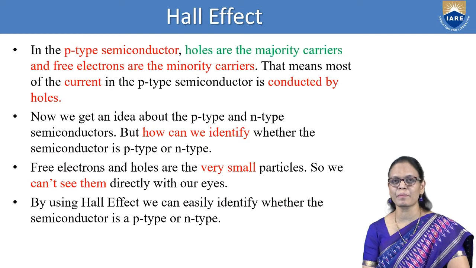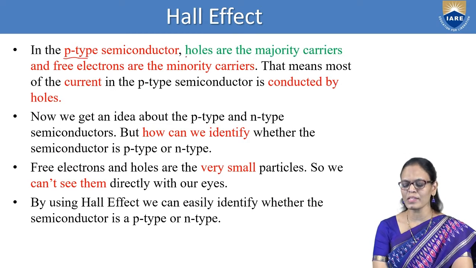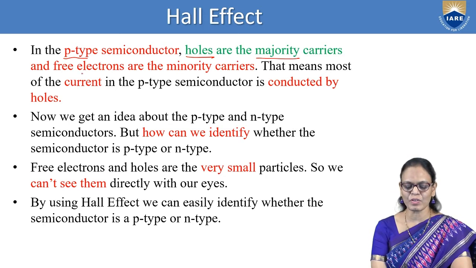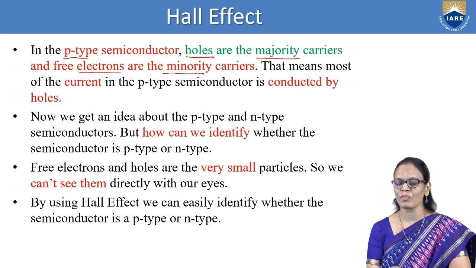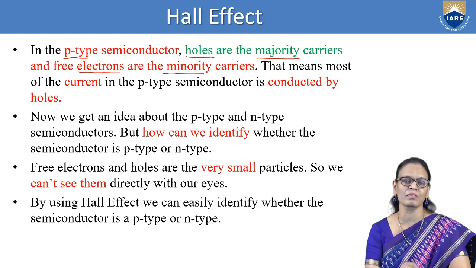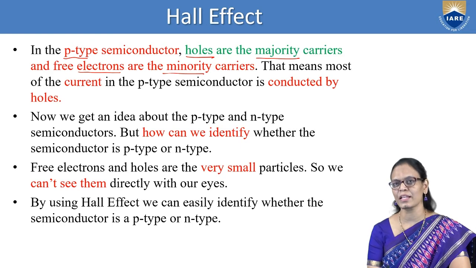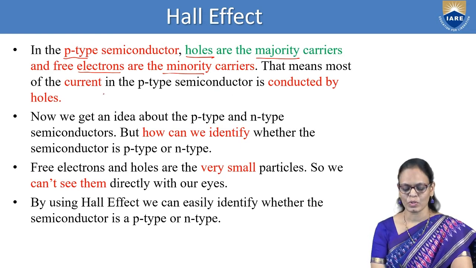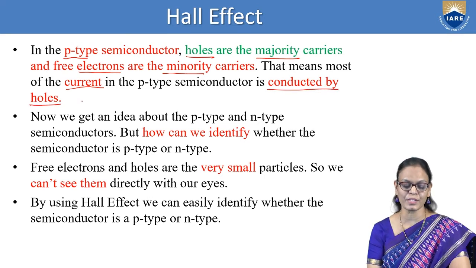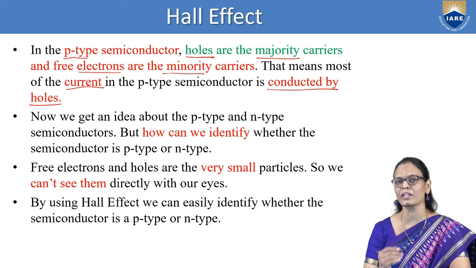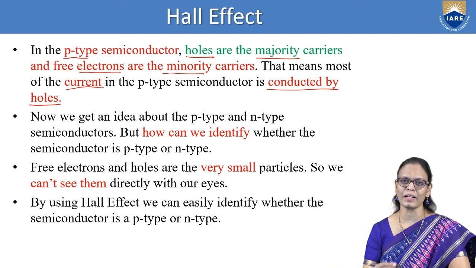Then if you see a p-type semiconductor, holes are majority carriers and electrons are minority. We have also discussed that in p-type, because of the trivalent impurity we are adding, there is a deficiency of electrons, which is nothing but a hole. Holes are the majority carriers and free electrons are the minority carriers. Therefore, in a p-type, the current is conducted due to holes. That is the basic difference we need to understand between n-type and p-type.